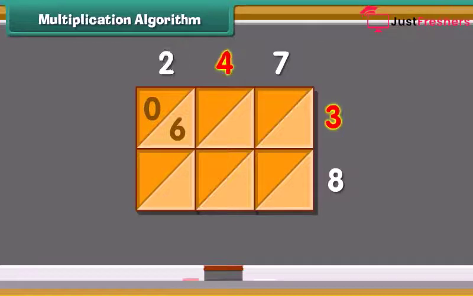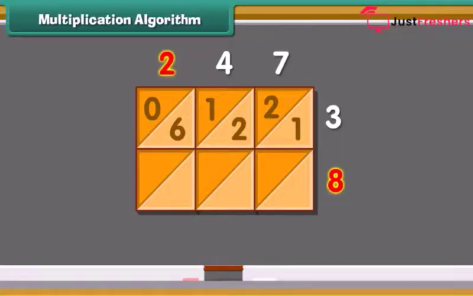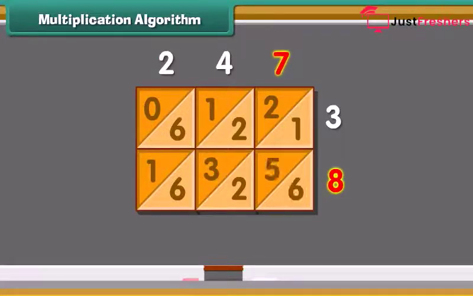Then multiply 4 by 3. 4 threes are 12. Write answer in the box. Now 7 threes are 21. Similarly, 8 twos are 16. 8 fours are 32. And 8 sevens are 56.